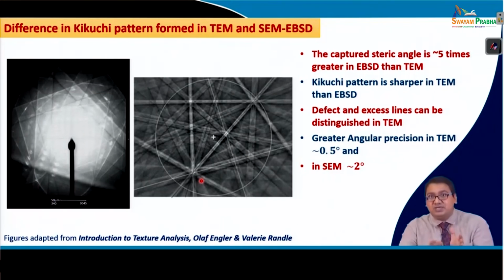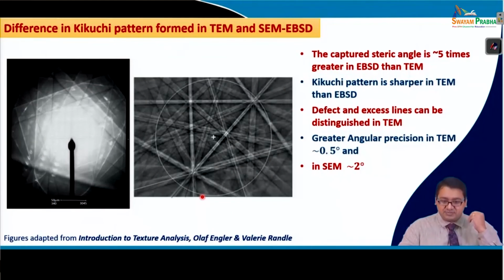In case of EBSD, there is no defect line or excess line; they have equally dark intensities in both the lines, right. Now, the angular precision of TEM is very high, that is 0.1 degree to 0.5 degree. In case of SEM, the angular precision is low, that is nearly 2 degrees in most of the cases.